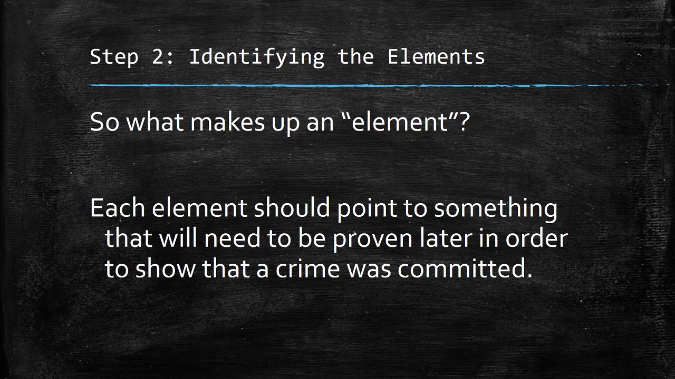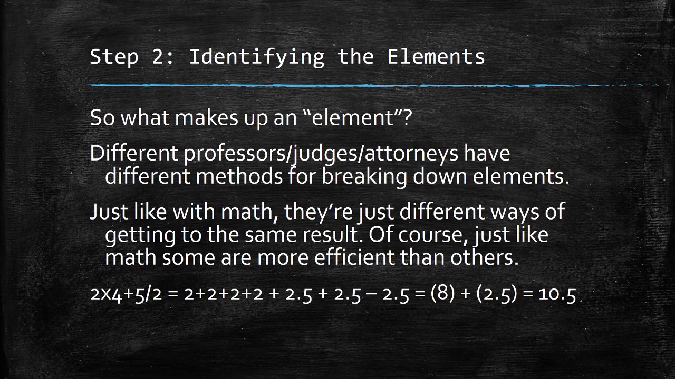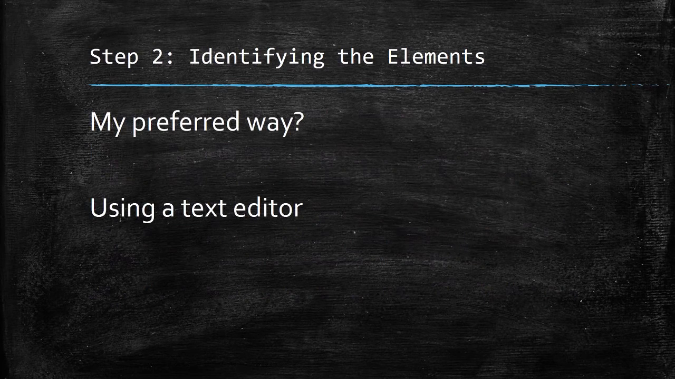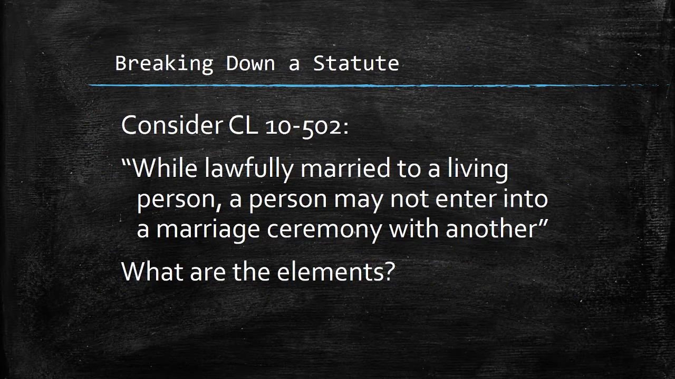So what makes up an element? How do you decide what the elements are? Well, each element should point to something that will need to be proven later in order to show that a crime was committed. Now, deciding what makes up an element, everyone has different opinions on how to do it, and it's sort of like math. There are different ways to get from one place to another with the same result. Of course, like math, there are also more efficient ways than others. I personally prefer to use a text editor. I just copy and paste it, and then I make little carriage returns as necessary.